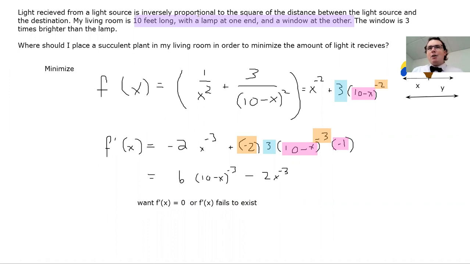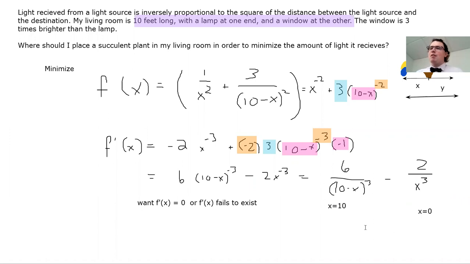Now, I know that both of these negative exponents are indicating division. So I could think of this as 6 divided by the quantity (10 minus x) cubed, and then I would subtract off 2 divided by x cubed. So I could have x equals 10. That would make this first fraction undefined, can't divide by 0. Or I could have x equals 0. That would make that second fraction undefined because I cannot divide by 0.